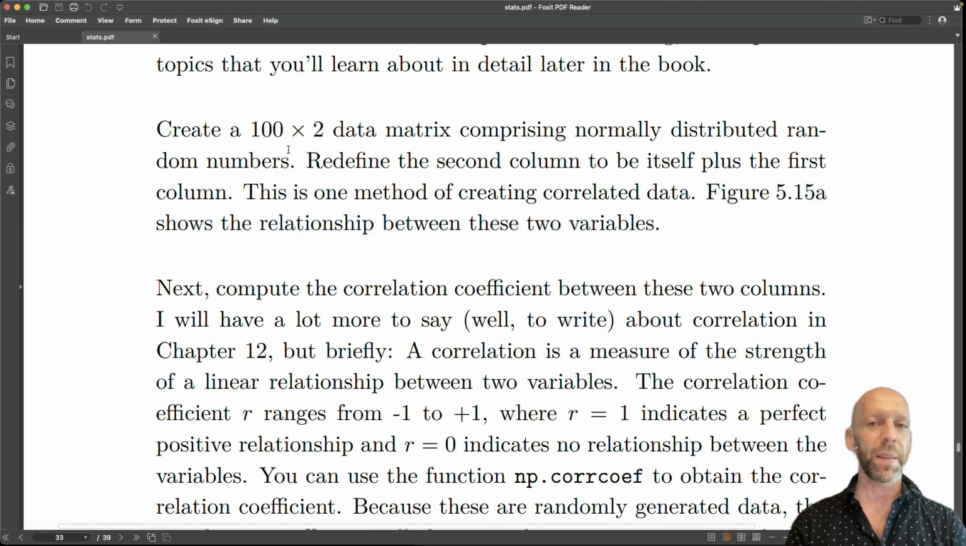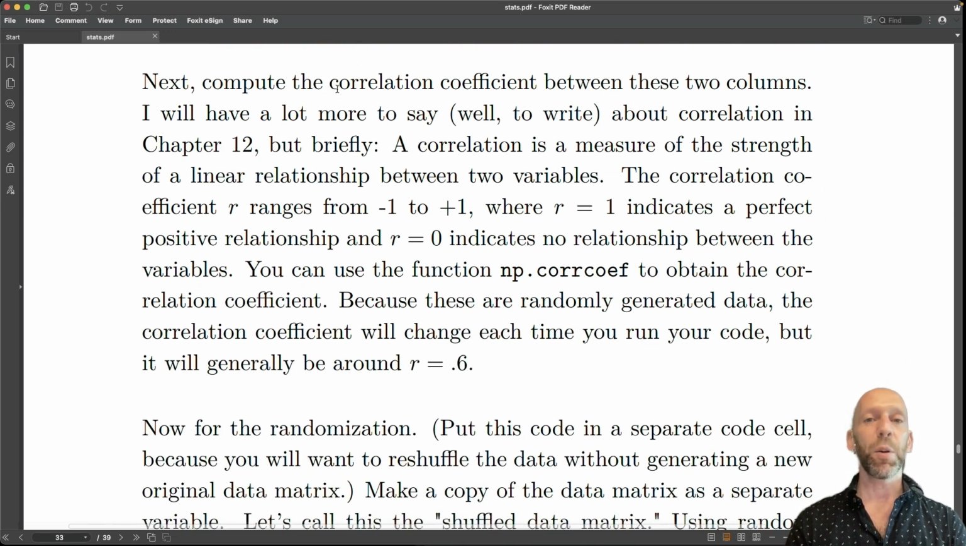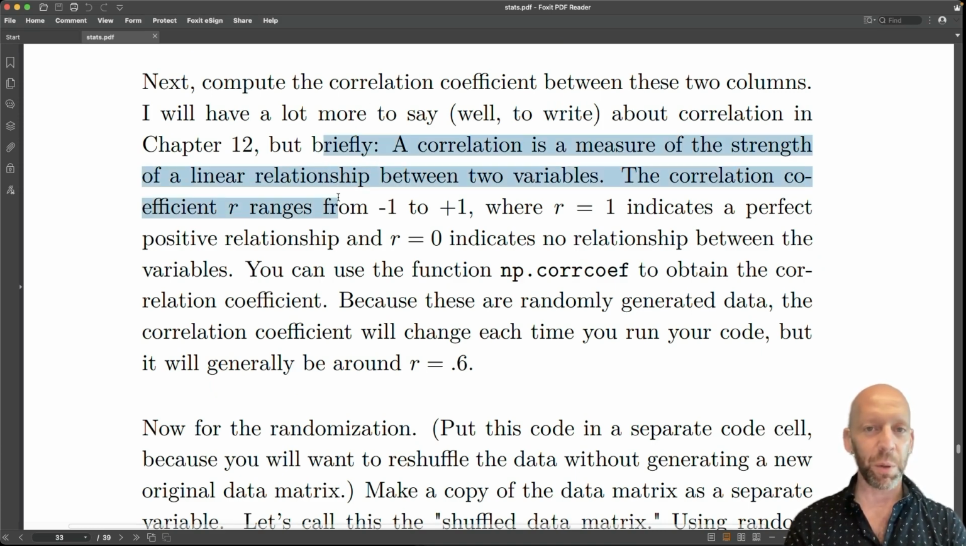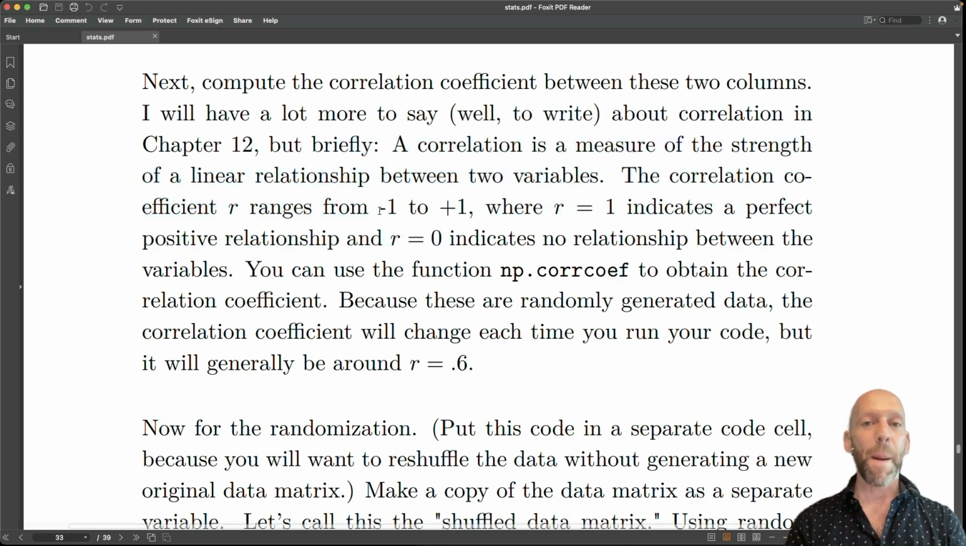Then once you have created this data matrix, I want you to compute the correlation coefficient between the 2 columns. Here I just very briefly introduce you to correlation coefficients. They vary from -1 to +1, and you can use the function numpy.corrcoef to obtain the correlation coefficient. Now, if you are not already familiar with correlation analysis, then don't worry. This will feel a little bit like magic. You're not really going to know what's going on, but that's totally fine, because then you can look forward to Chapter 12, when you will learn all about the correlation coefficient and associated analyses.